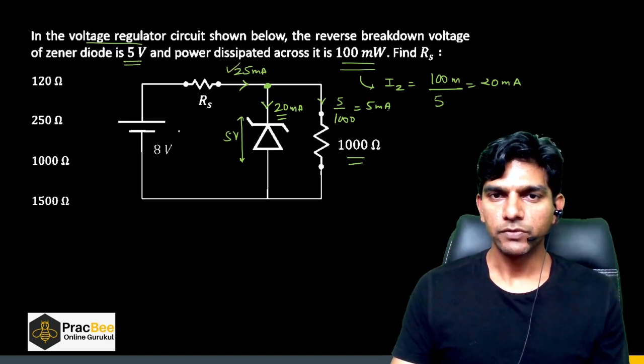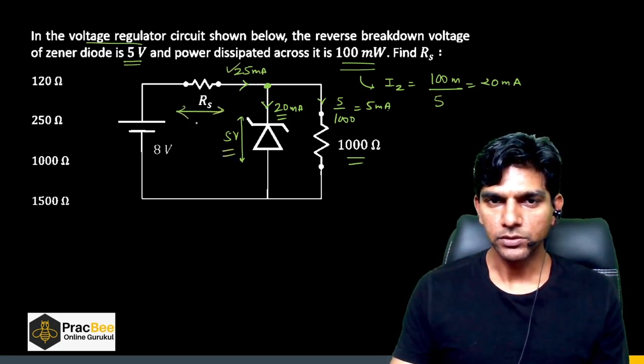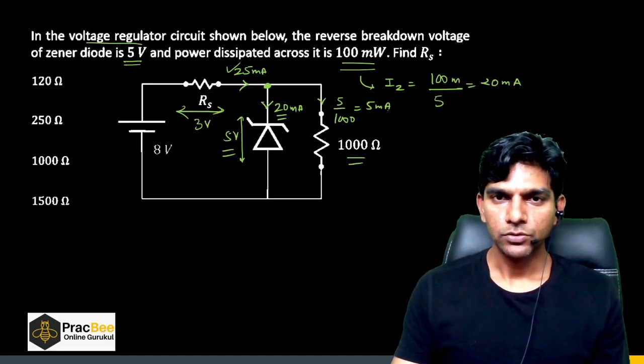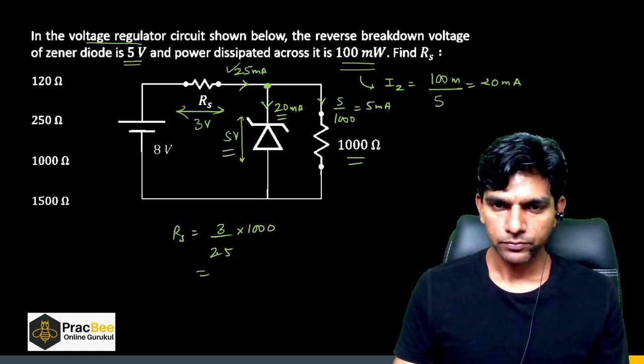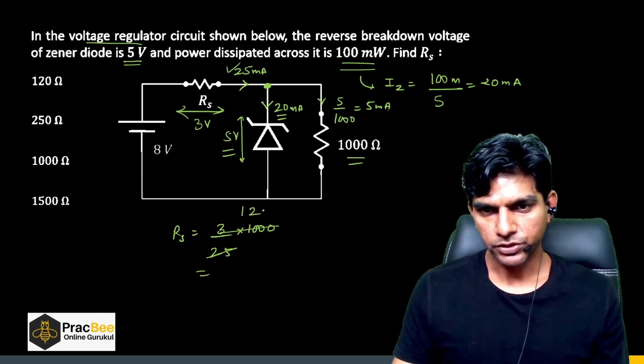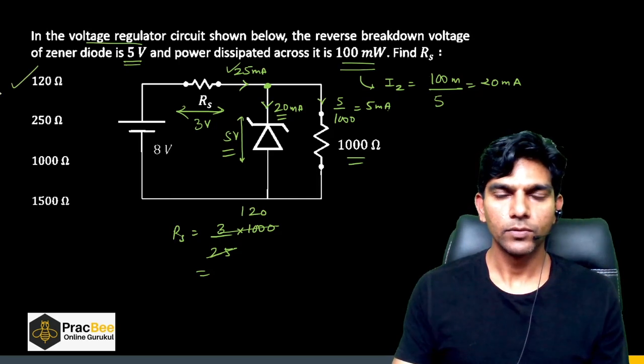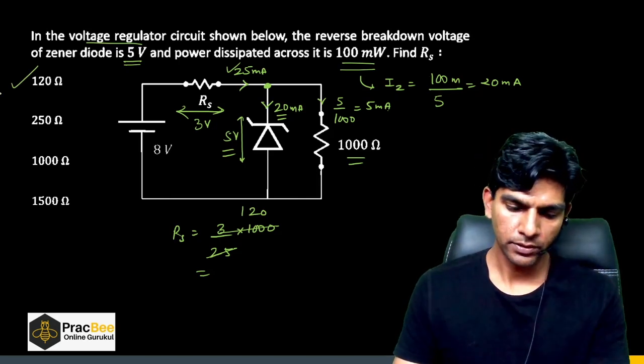Now if it is 25 milliampere and here we have 5 volt, so across this resistor the potential drop will be 3 volts. So we can say Rs will be V by I. V is 3 and I is 25 milli. So I can take it in the numerator, so 1000. So this will be 1, then we have 25, 50, 20. So 120 ohms is the answer to this question.